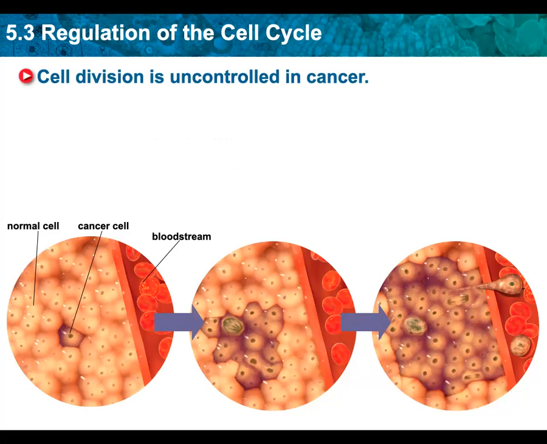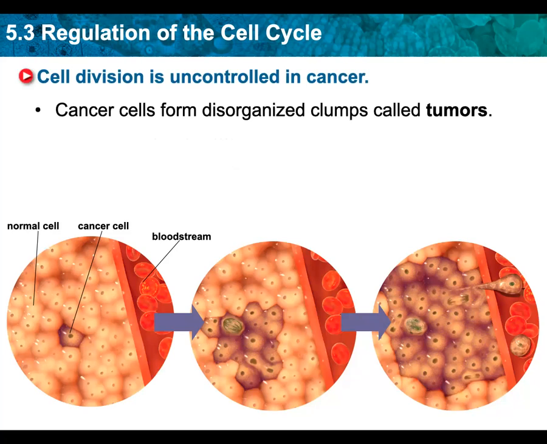Cell division that's not controlled is called cancer. When cancer cells start to divide, they form these clumps, they're not organized at all. They're just a bunch of cells put together. They're called tumors. So a tumor is a mass of cells. It may or may not be cancer cells. Sometimes a tumor isn't cancer cells. Other times it is.